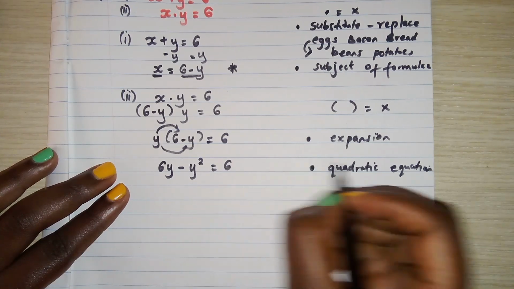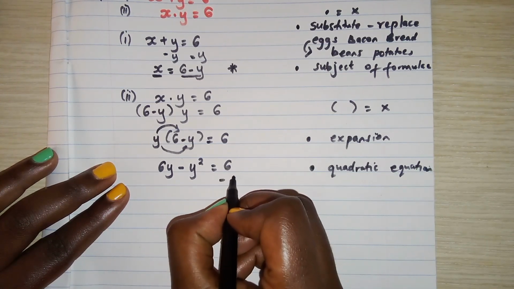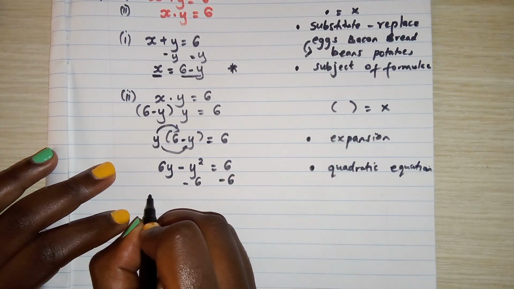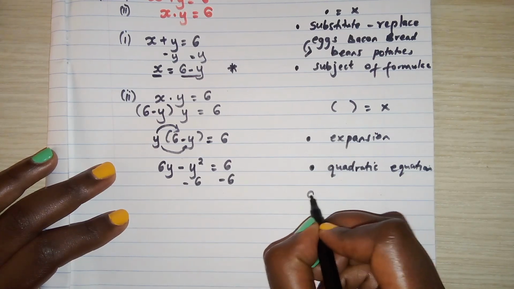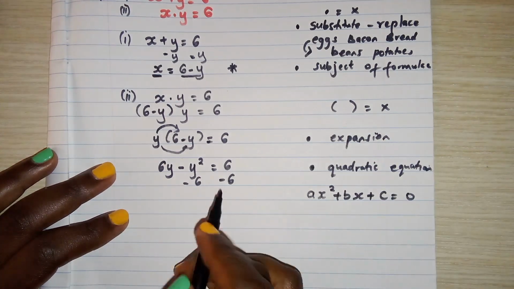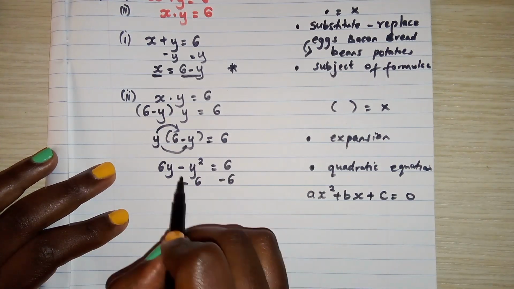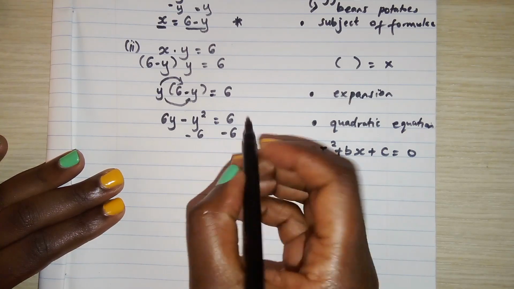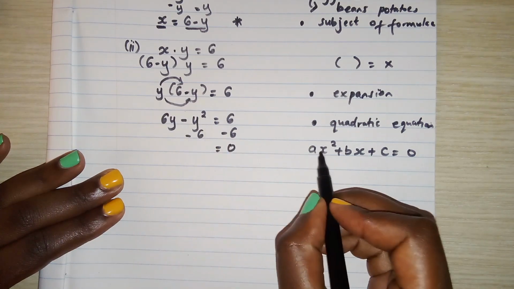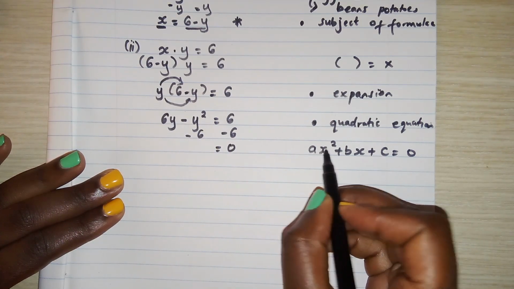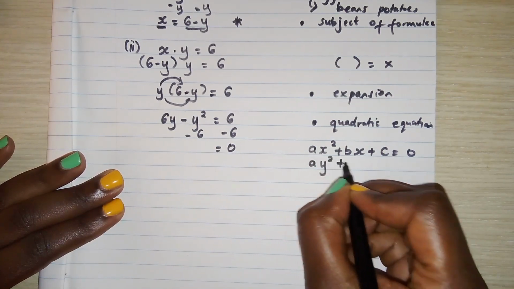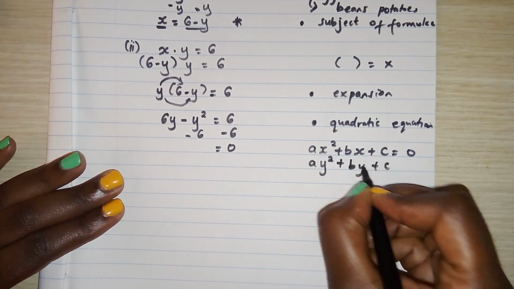So let's write it out again. To make it a quadratic equation equal to 0, we'll do minus 6 on both sides. A quadratic equation is in this format: ax squared plus bx plus c equals 0, so we want to make this side 0. That's why we do minus 6 on both sides. So 6 minus 6 equals 0. Then we can rewrite it. In this case, we replace the x with y because we're dealing with y, so ay squared plus by plus c equals 0.